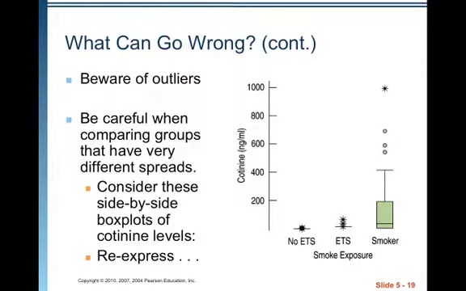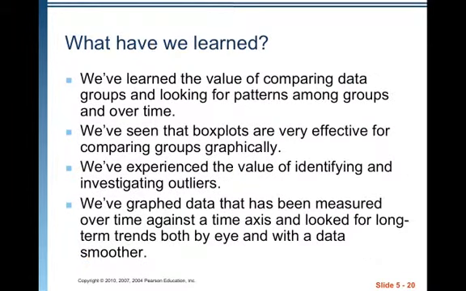Beware of outliers. Be careful when comparing groups that have very different spreads. Consider these side-by-side box plots of cotinine levels. So, no ETS, the smoker. See how everything's all squished together for the first two? Something needs to be done. They could re-express the data. They could put another set of box plots with different scales, but everything clearly labeled. Something needs to be done to make comparison possible here.